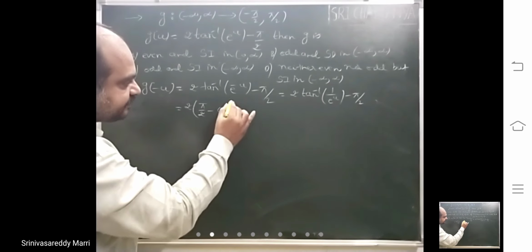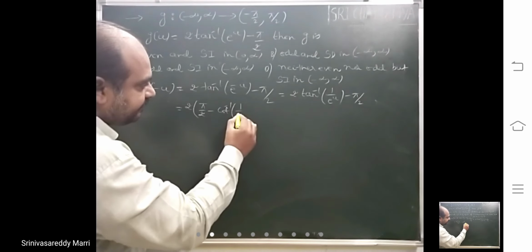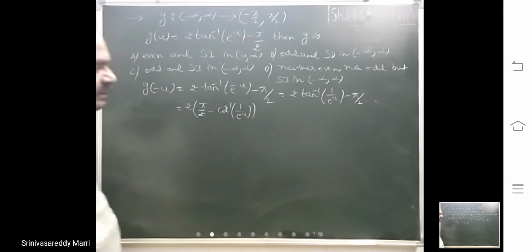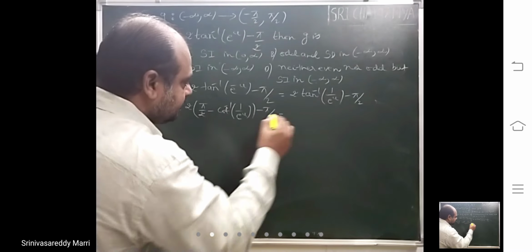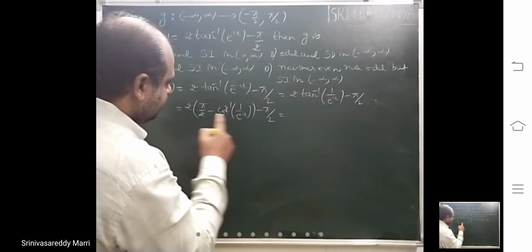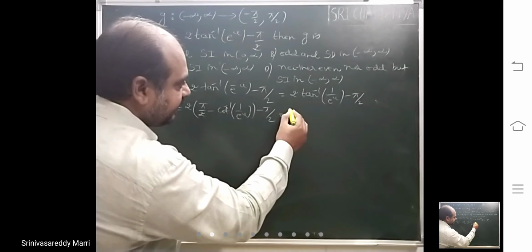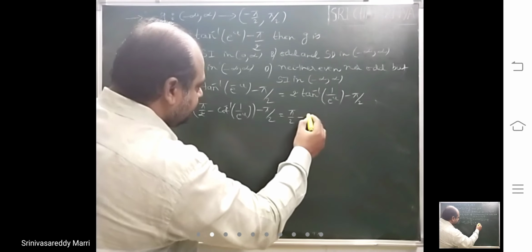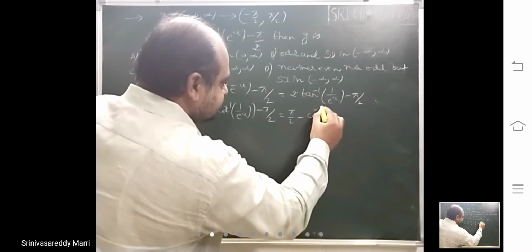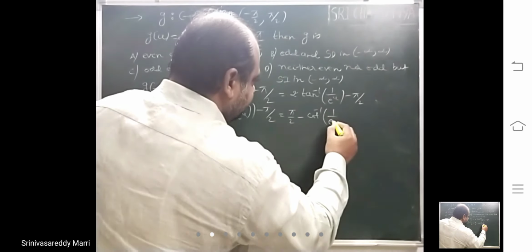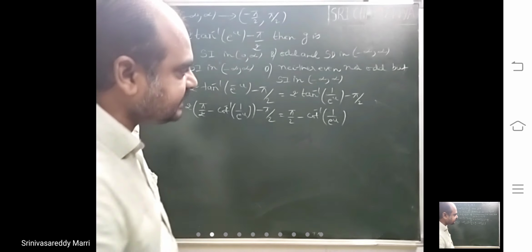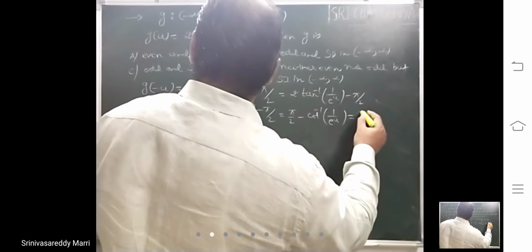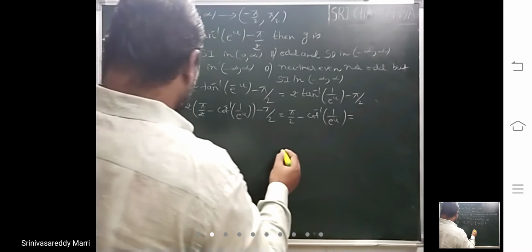Tan inverse x plus cot inverse x is what? Pi by 2. So tan inverse x is nothing but pi by 2 minus cot inverse x. So this is 2 into pi by 2, pi minus pi by 2 minus cot inverse 1 by e power u. Cot inverse 1 by x is nothing but tan inverse x, minus 2.